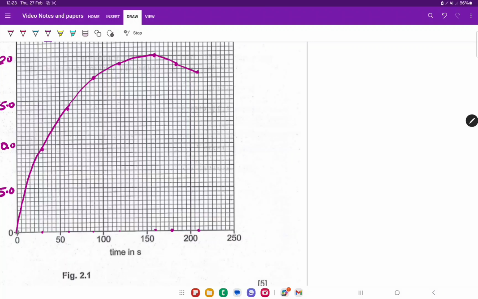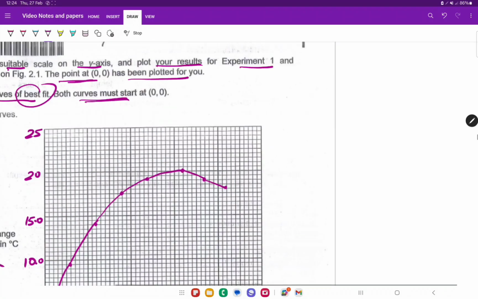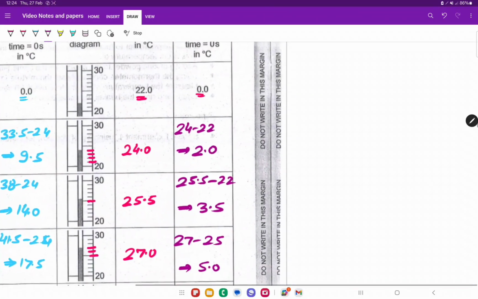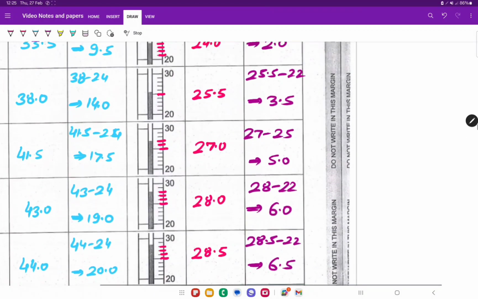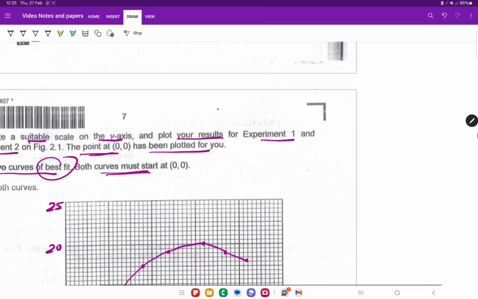Now for the next temperature, we have to draw from 0 also. The next one starts with a difference of 2 at time 30 seconds. This is 30 seconds, and the temperature difference is 2. This is 2, the first point. If you see the data, the second difference is 3.5 and then 5.